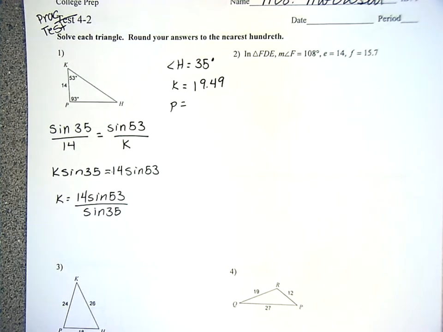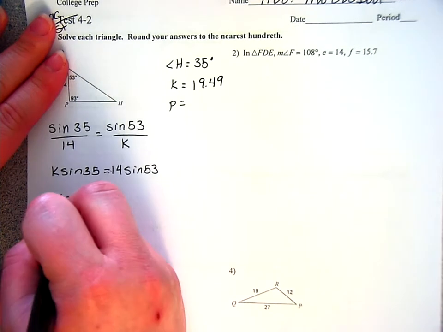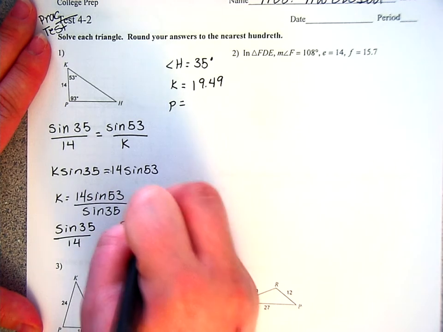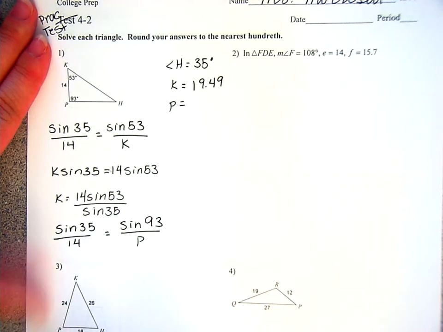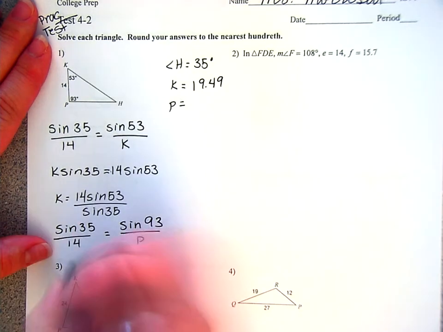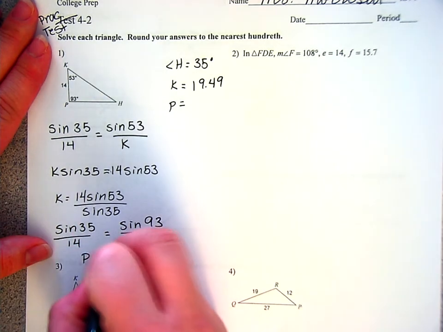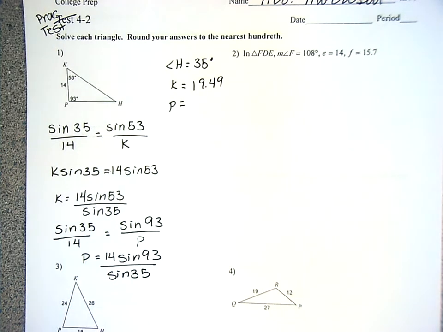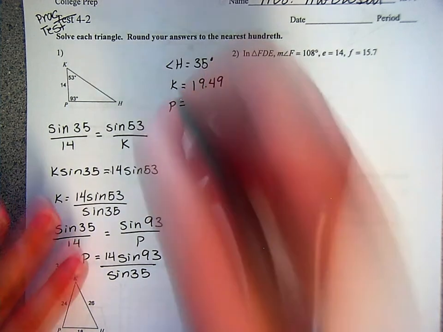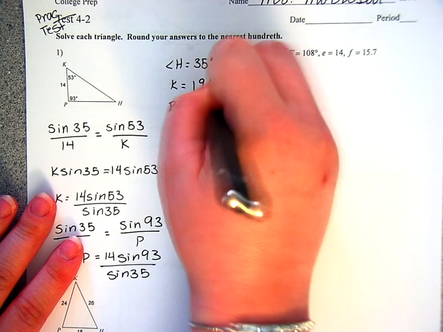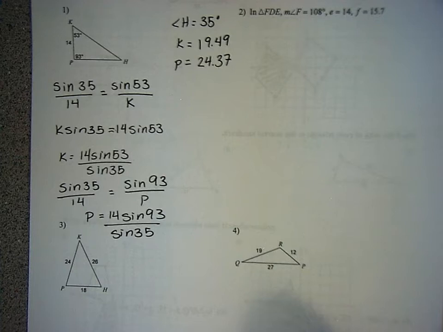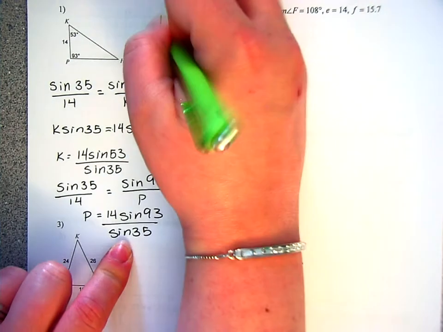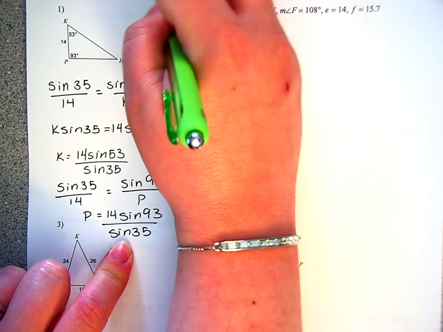Now we're going to do the same setup, but now we're going to solve for P. So we have sine of 35 over 14 is equal to the sine of P, which is 93, over little p. I'm going to do the same thing where I cross multiply and divide. So P is equal to 14 times the sine of 93 over the sine of 35. I'm going to plug that into my calculator and round to the hundredths. I should get 24.37. Oh, we couldn't see all my work, excuse me. So this is what we plugged into the calculator, and this was our result. We have solved our triangle because we found the missing 3 pieces, so we are all done.